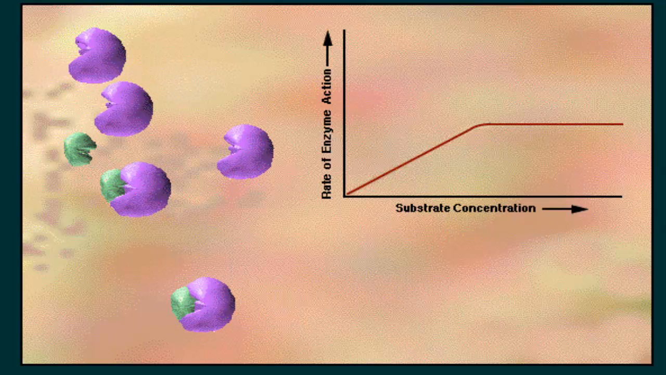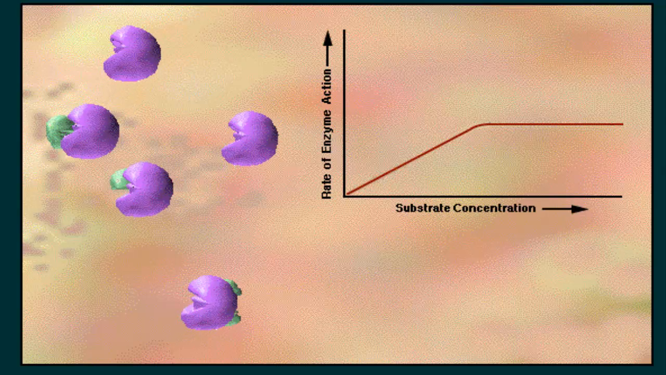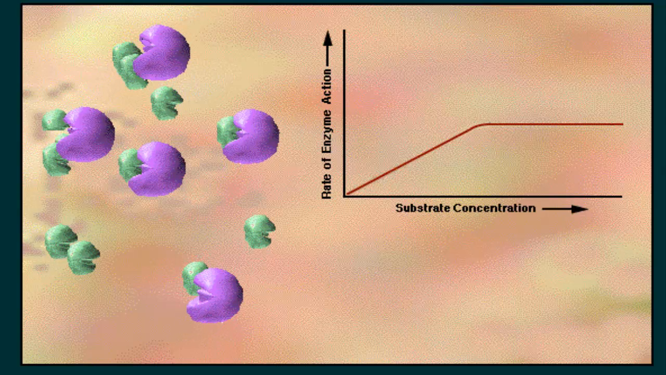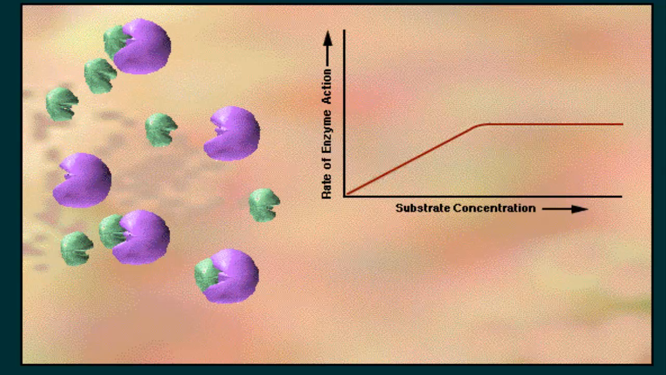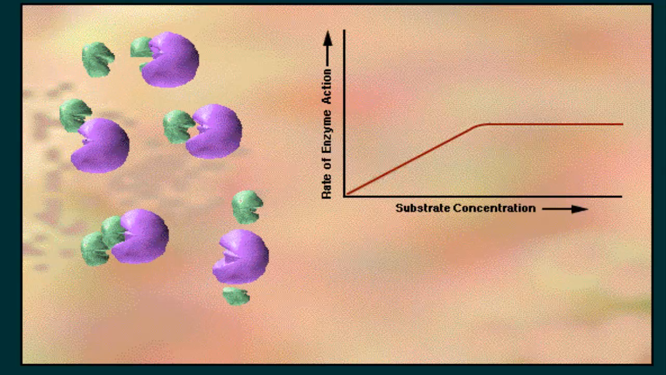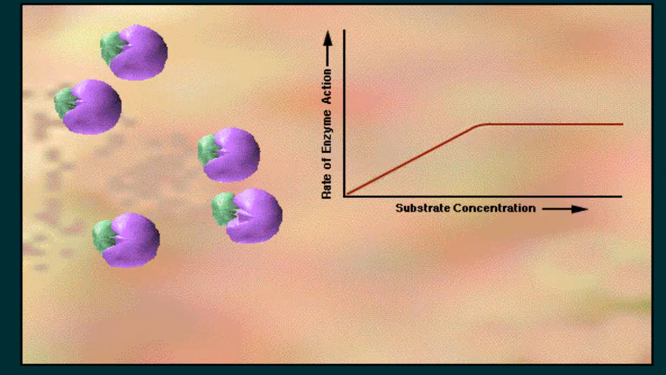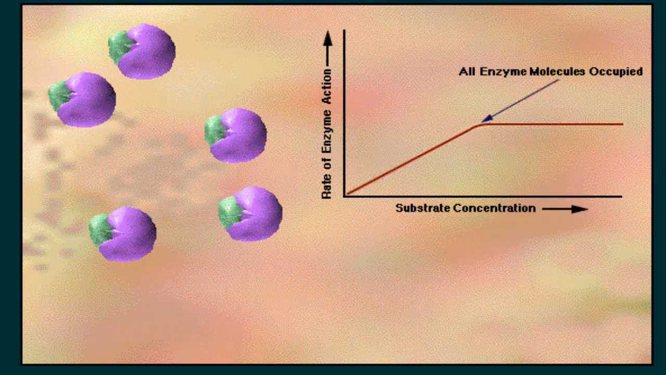Increasing substrate concentration when there is less substrate than enzyme also increases the rate of enzyme activity. As you can see, the rate of activity no longer increases once the active sites of all enzyme molecules are occupied.